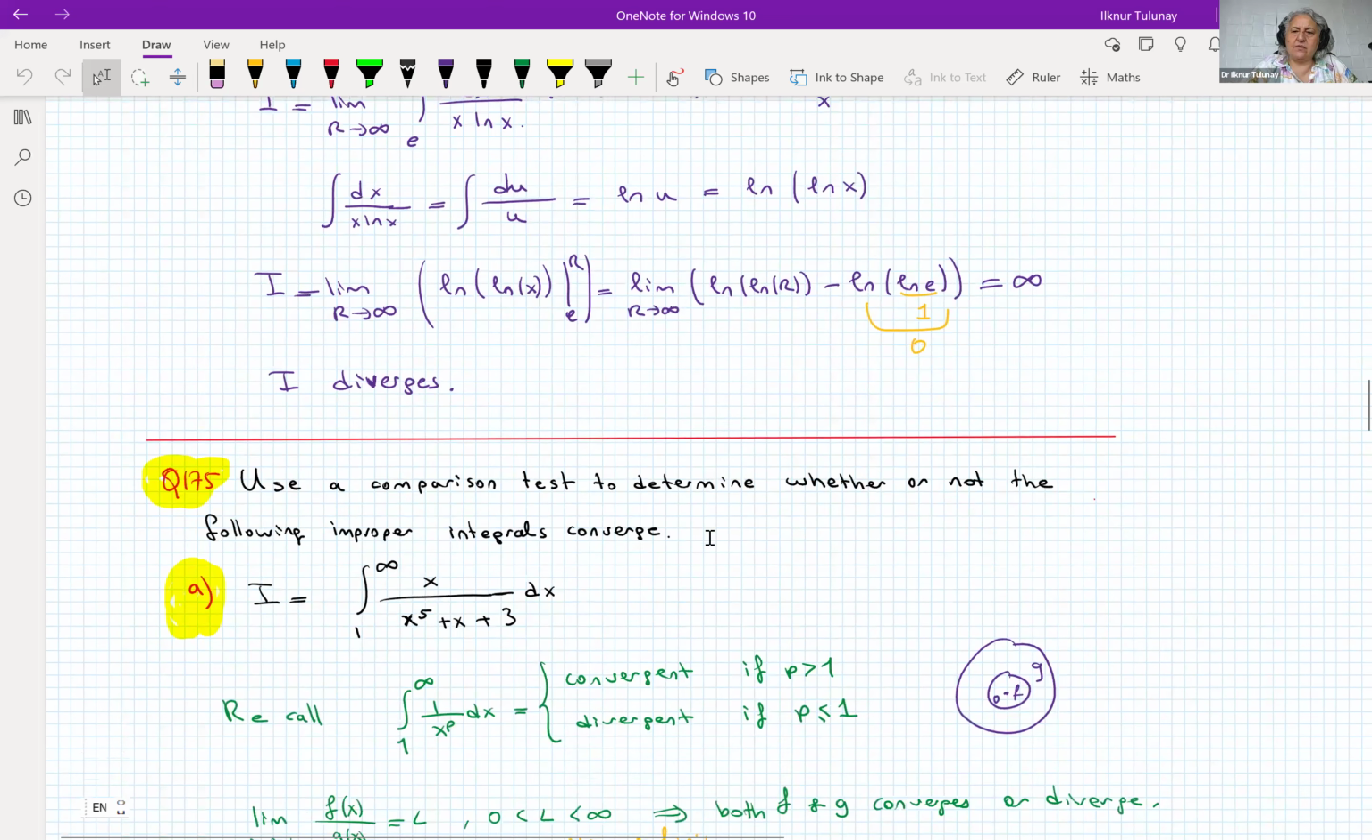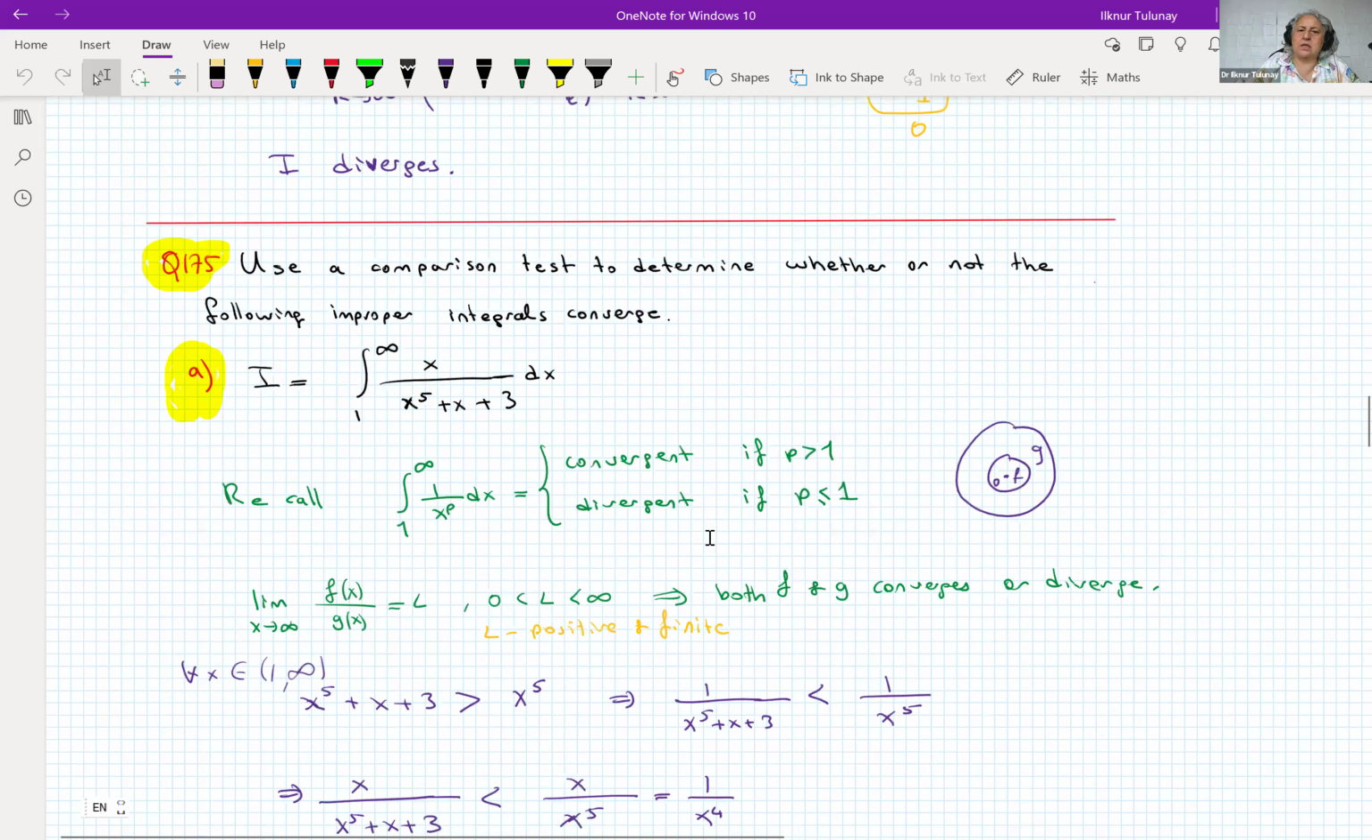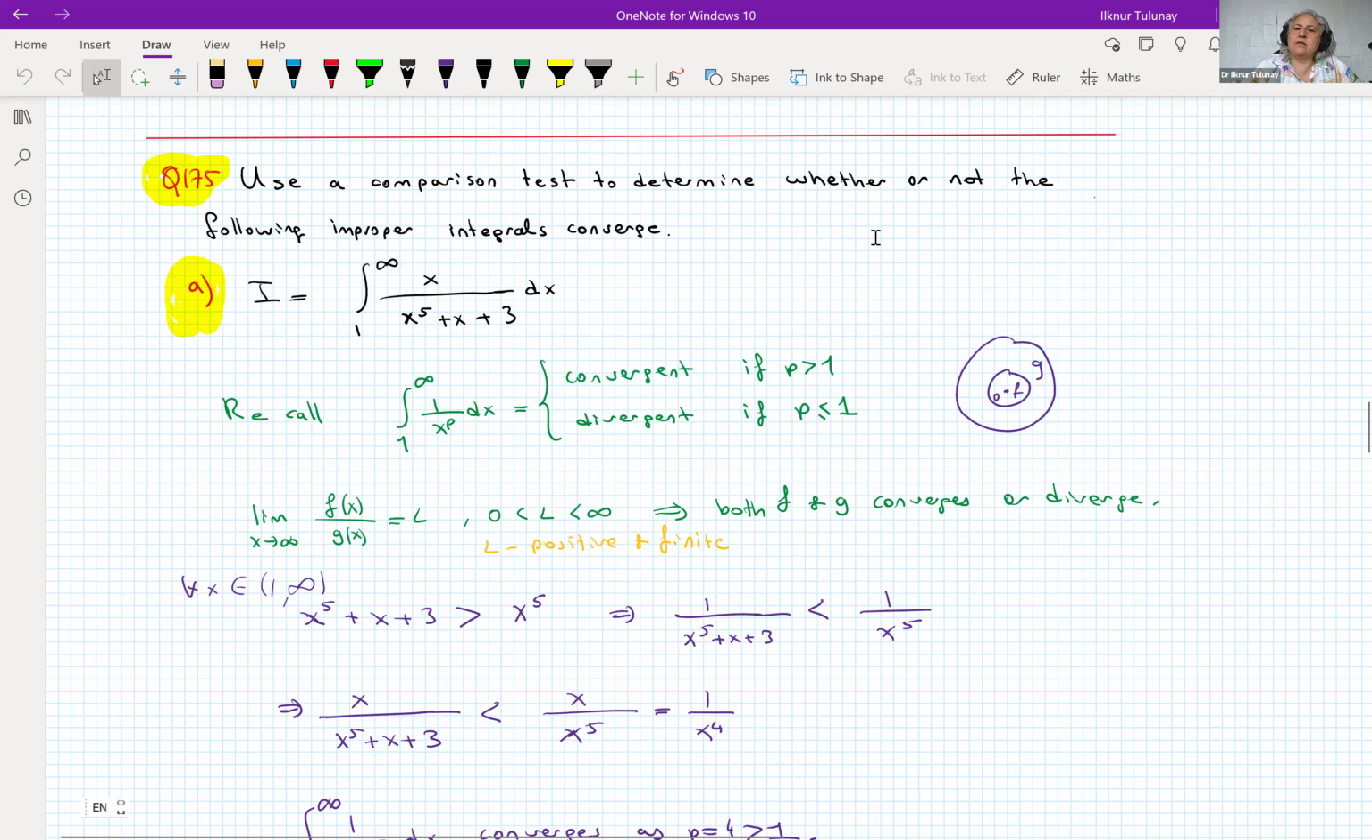Okay, now question 175 deals with the comparison test. Using the comparison test, determine whether or not the improper integral converges. Now this is a polynomial. When we have a polynomial, what we need to remind ourselves of is the p integral. The p integral converges if p is greater than 1, and diverges if p is smaller than or equal to 1. And also we can use the limit test, or we can use the convergence test. Let's see whichever works.